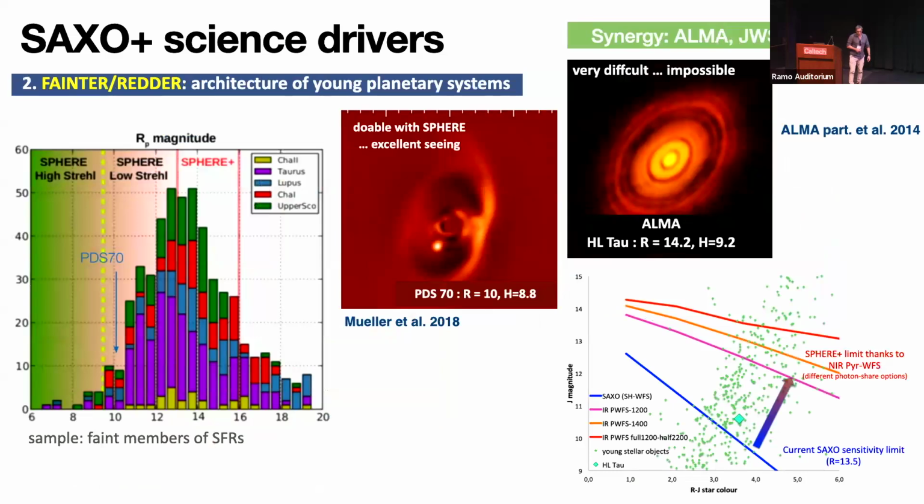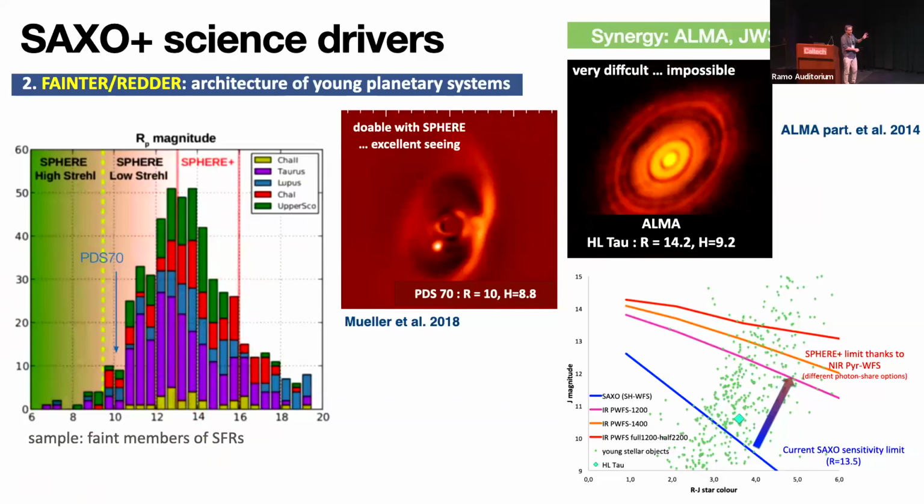The second motivation is to be able to increase the number of detectable targets, in particular to go to observe fainter stars and redder stars. And we see here this histogram that shows the R-band magnitude of young stars in young associations. So Sphere already has a very good limiting magnitude of 13.5 or something in the R-band, which means we can observe this half part of this histogram.